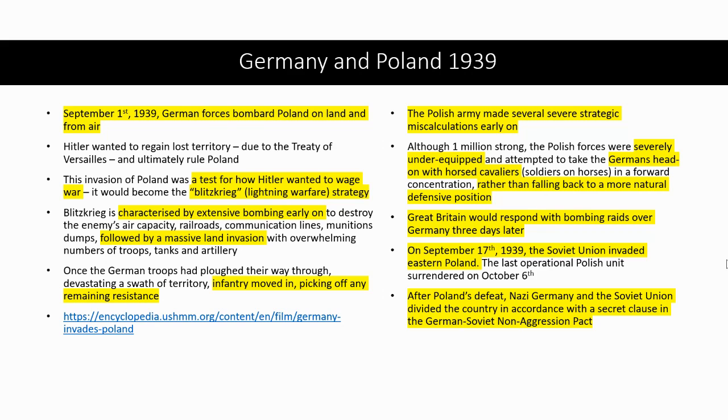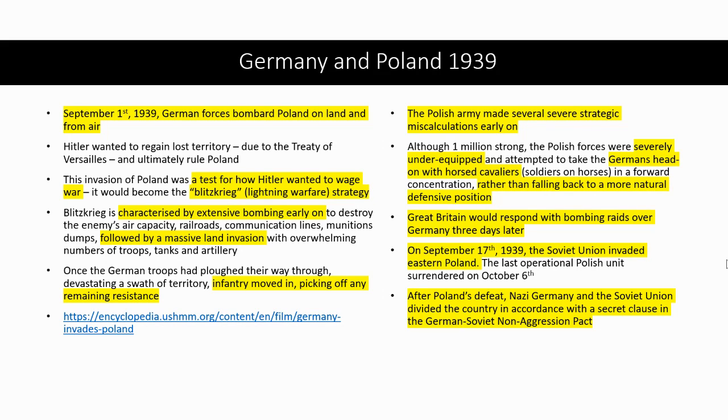Blitzkrieg is categorized by extensive bombing early on to destroy the enemy's air capacity, railroads, communication lines, munitions dumps, followed by a massive land invasion with overwhelming numbers of troops, tanks, and artillery. Once the German troops had ploughed their way through, devastating a swath of territory, infantry moved in, picking off any remaining resistance. So as you can see, it was like a three-way form of battle, and that was why it was so successful.